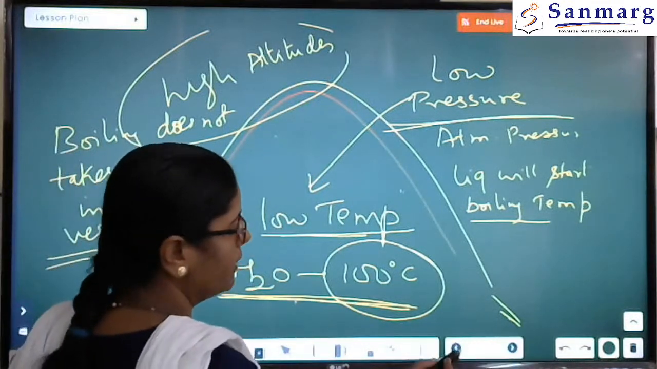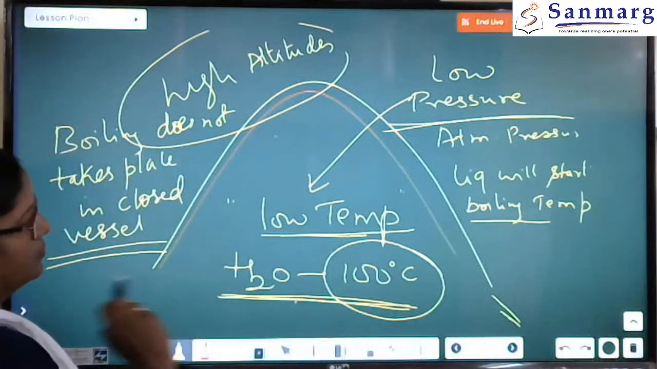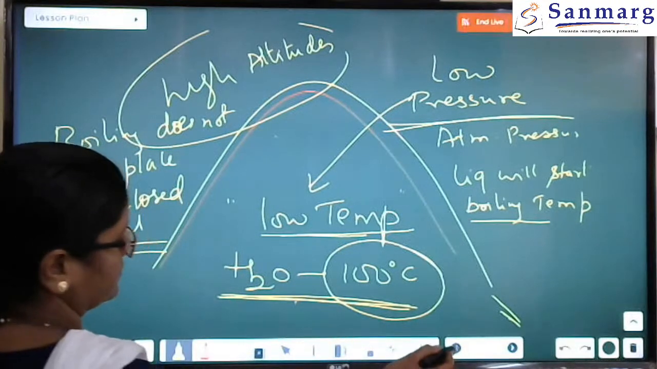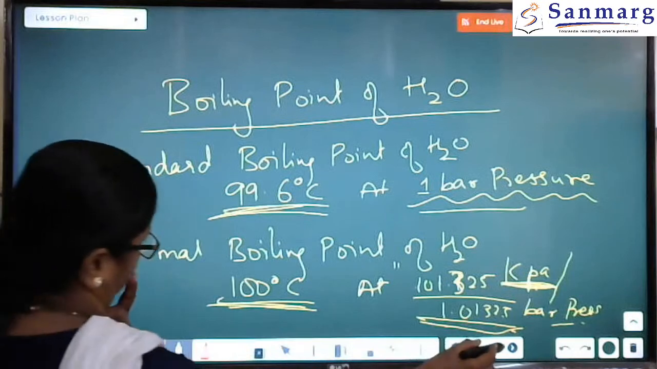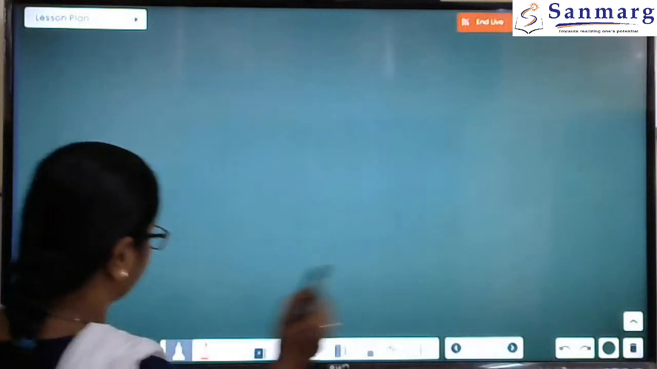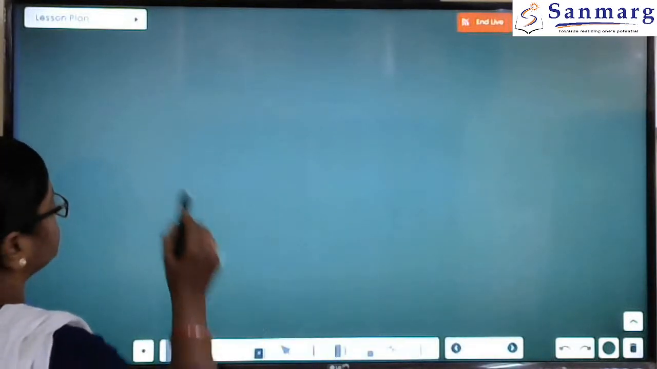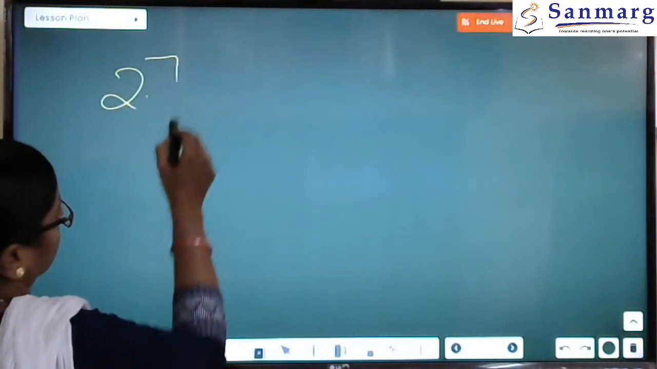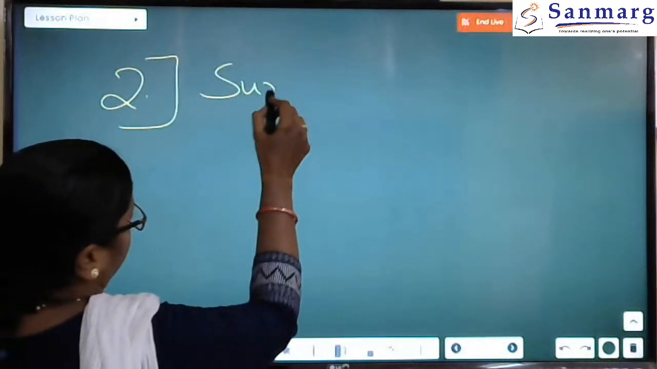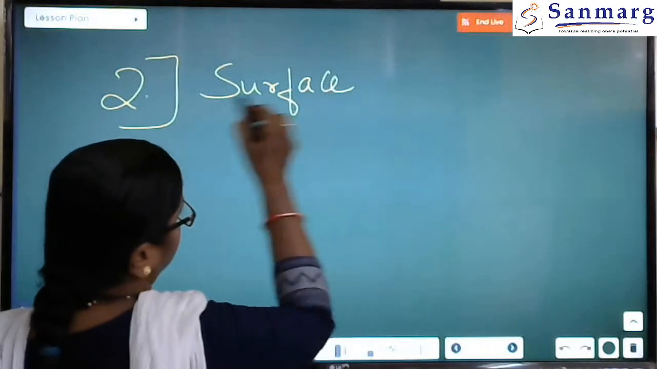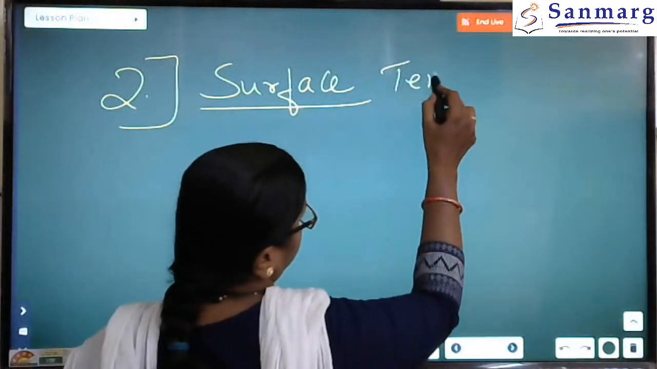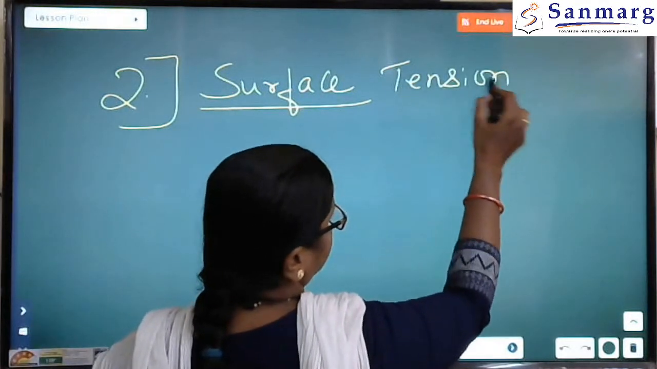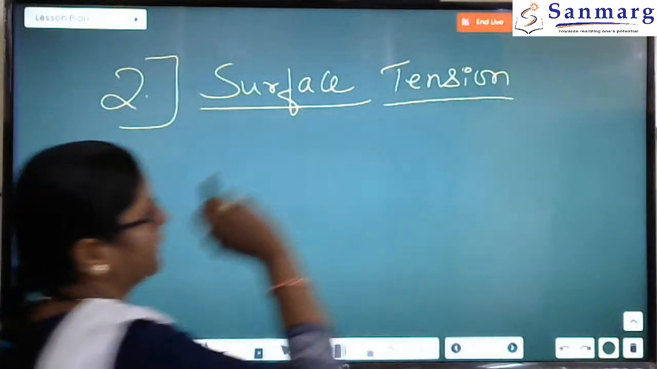Liquid starts boiling faster. Okay, then next one, next property, surface tension. Surface tension is one of the properties of liquid.